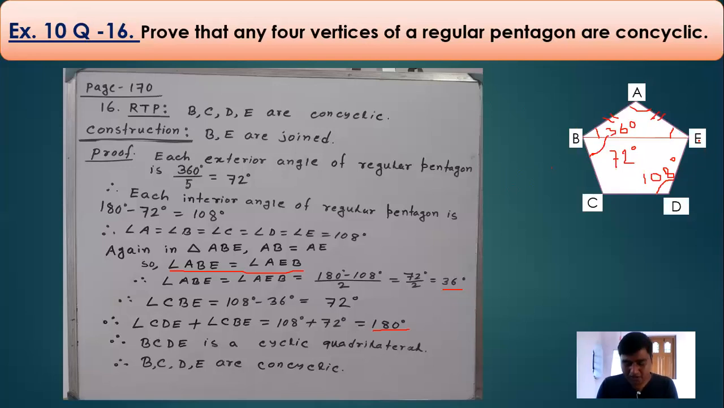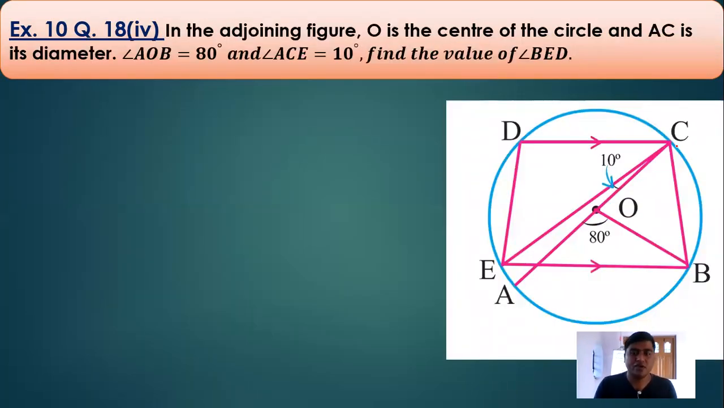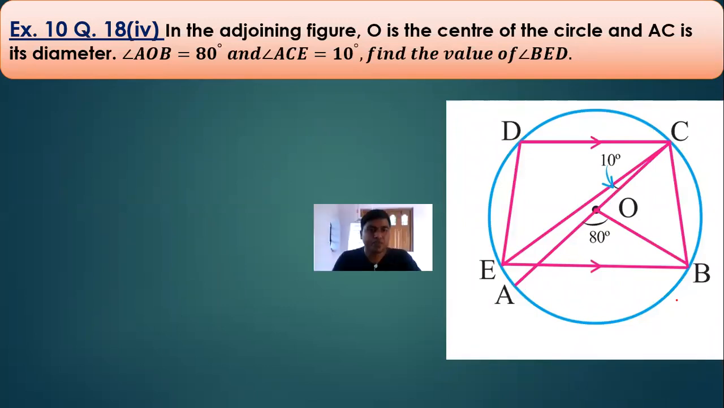So we go for the next problem. Exercise 10, question number 18.4. In the adjoining figure, O is the center of the circle. AC is the diameter, which means AC is a diameter of that circle.